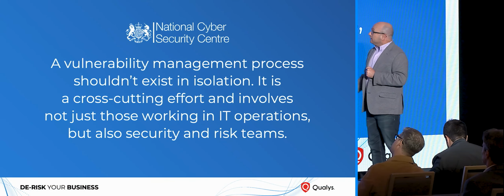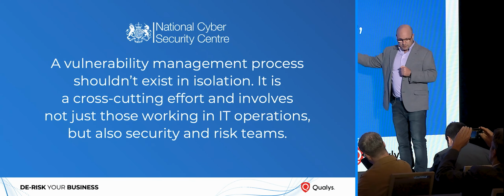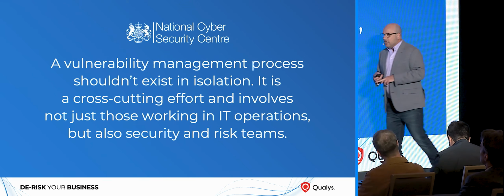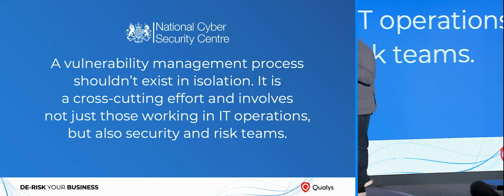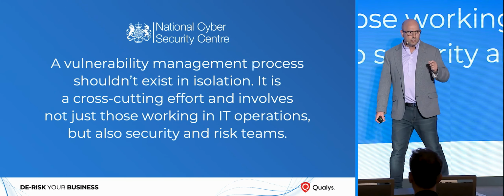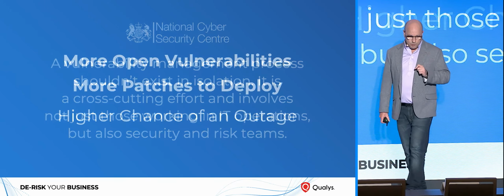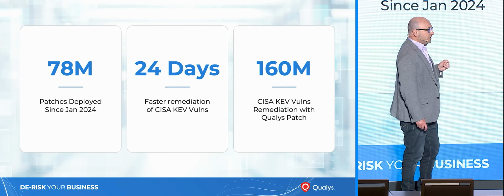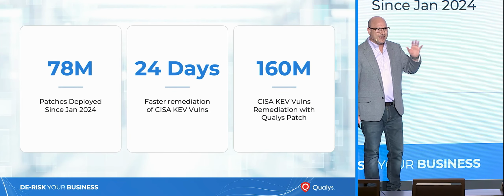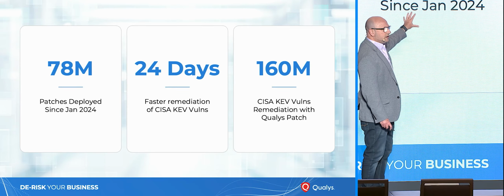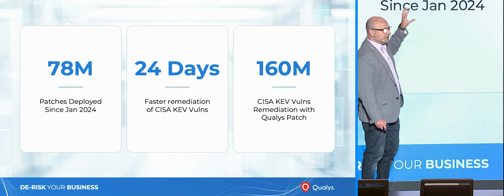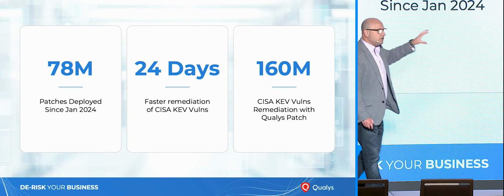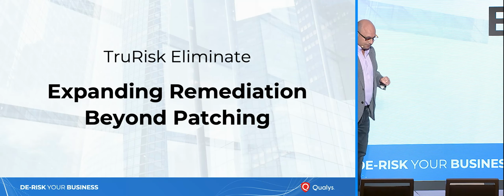This is what I had yesterday, but it's such an important sentence that I want to make sure we all see it again. Availability management process shouldn't exist in isolation. It's a cross-cutting effort. Basically, it says that you have to work together. Really important, and we have to remember that. Now, we've talked about our patch management, and the number of vulnerabilities and patches that we were able to release. The only thing I want you to understand from that is this product works, and it works at scale. The patch management program is being used by many of our customers. If you're not using it today, it's a great time to start.